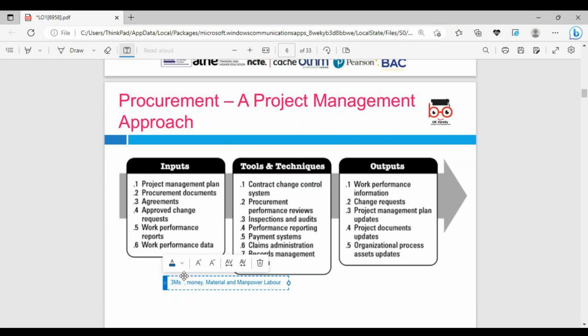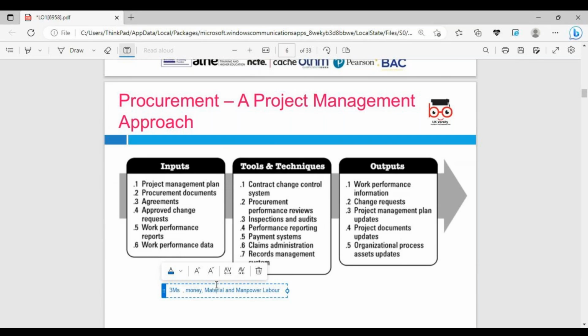So we're looking in terms of the project. A project can be like you want to extend your house, that is a project. You want a cleaning project, an IT project, there are various projects. So for the project management plan, we have to look at the plan, where you are and where you want to be. You look at the procurement documents, you look at the agreement, approved change requests, work performance reports and work performance data. That's what we can input. Then tools and techniques: we can look at the contract change control system, procurement performance review, inspection, audit, claims administration, records management.